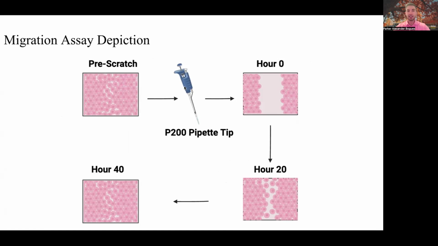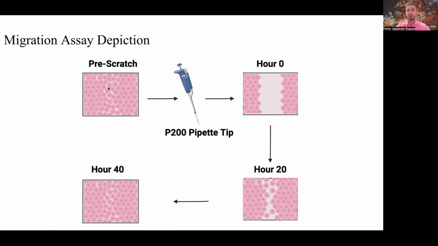So following this, I did a migration assay comparing the 20% albumin platelet-rich fibrin conditioned media to the control medium, doing a migration assay, also known as a scratch assay. So this is a depiction of a migration assay.